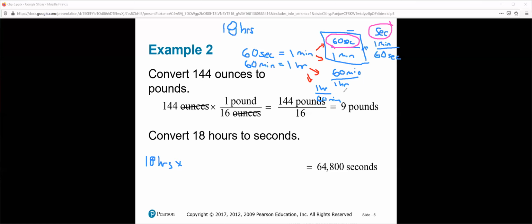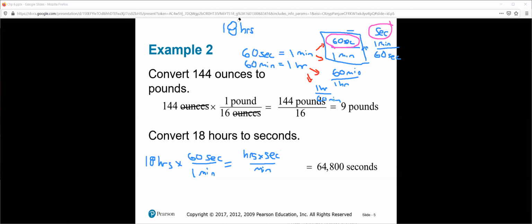I know my answer is in seconds, so I could write 60 seconds over 1 minute here, because I know I need that. Now I have hours and seconds in the numerator, and I have minutes in the denominator. That's weird, because the pure units here are going to be hours times seconds over minutes. I want my answer to just be seconds. So what do I need here?